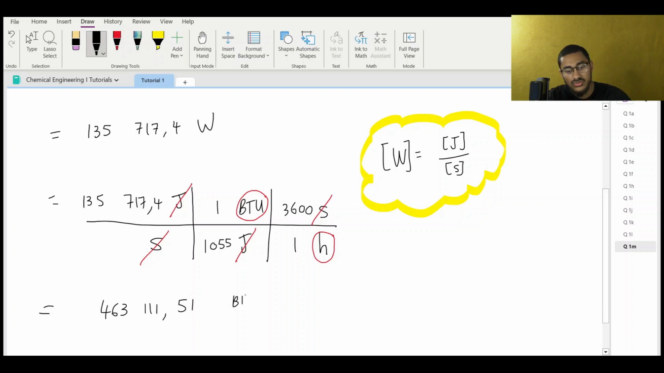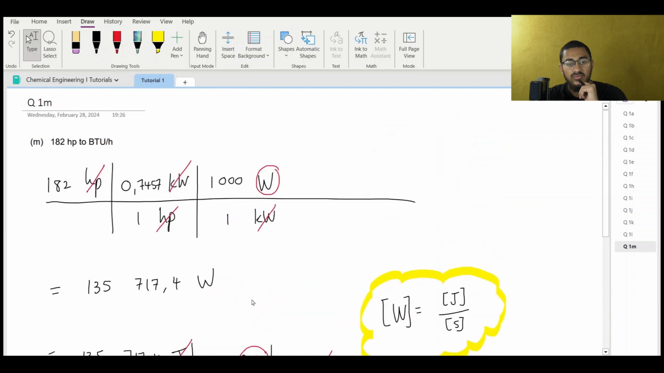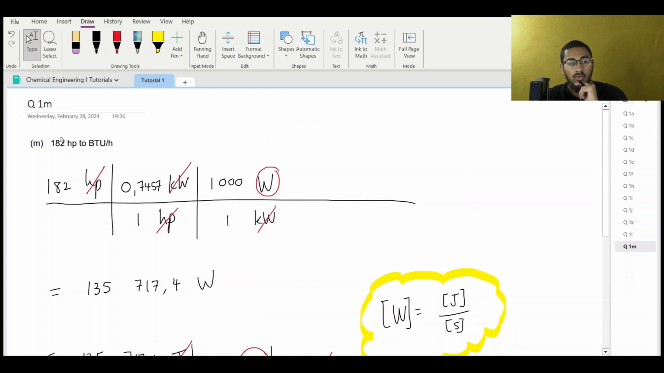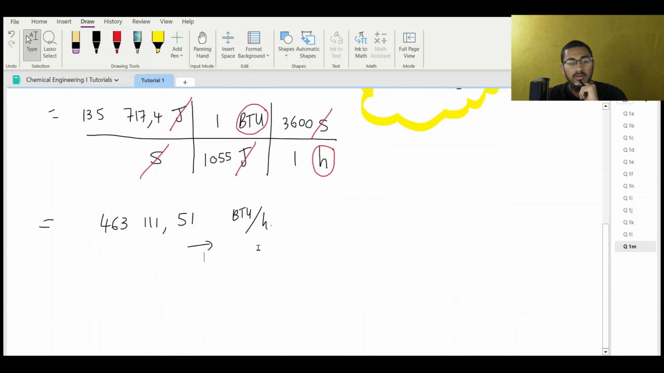463,111.51 BTUs per hour. I'm just going to check if we've answered the question. We've converted horsepower to BTUs per hour. That is the final answer. I hope this helped you. Let's move on to the next question.